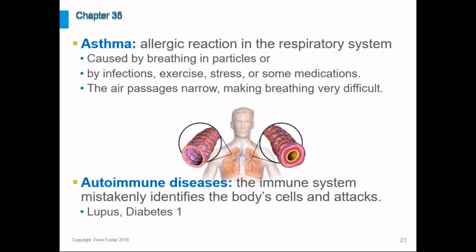Autoimmune diseases are diseases when the immune system mistakenly identifies cells or molecules that are supposed to be there as foreign invaders and attacks them. So the body is destroying its own cells. Examples of this are lupus and diabetes 1.